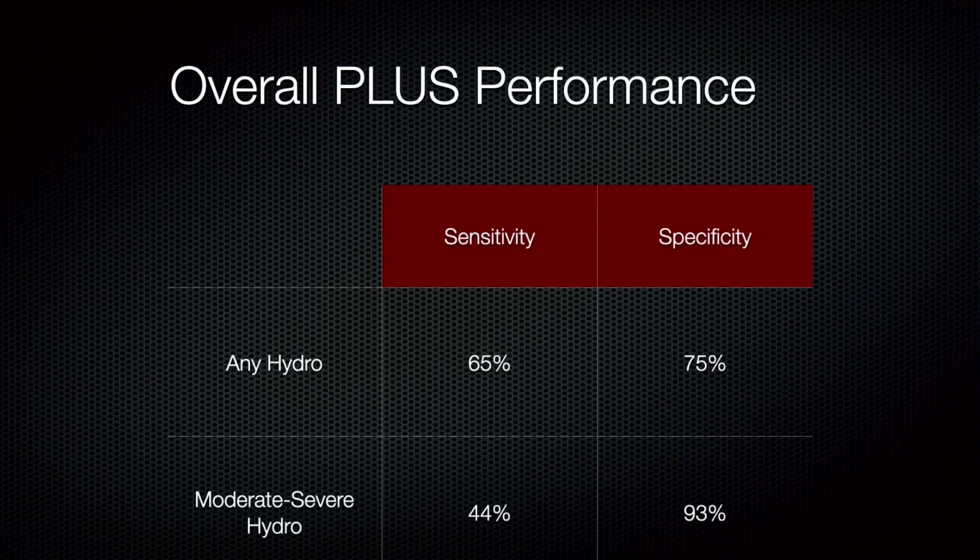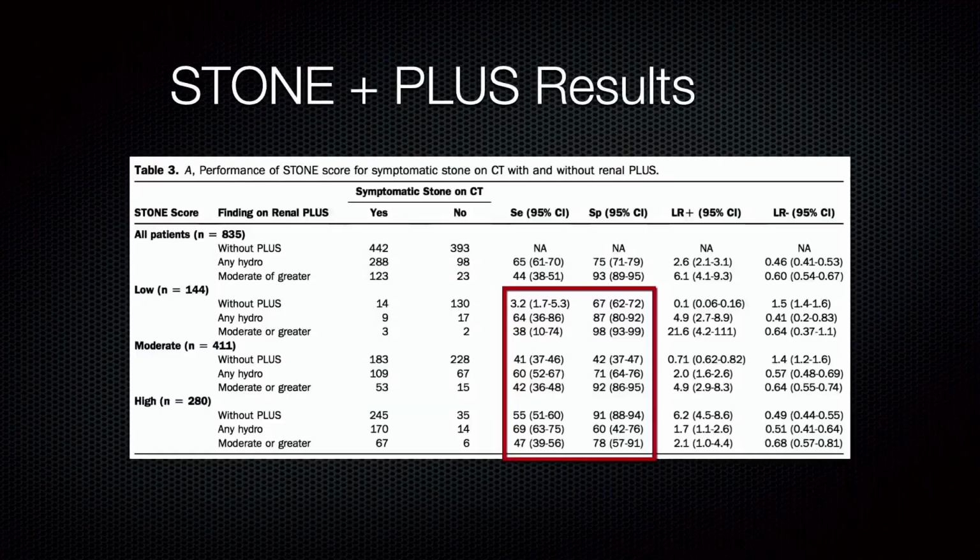And what they found is that the overall performance of the ultrasound, right, for any hydro had 65% sensitivity and 75% specificity. In moderate to severe hydro, 44% sensitivity and 93% specificity for stones, right? And so if we look at it here, this is the graph that shows that sensitivity and specificity, and they break it out with all patients, right?